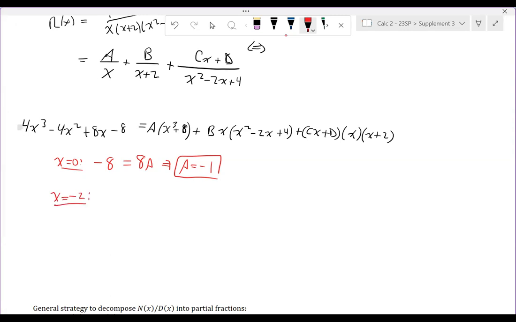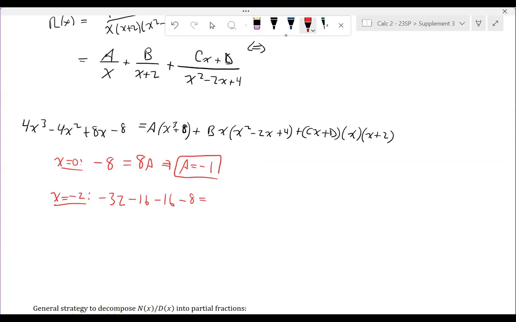So what's the left side going to be? 4 times -2 cubed. So that's -8 times 4 is -32. Minus 4 times -2 squared, or -16. Plus 8 times -2, so that's going to be another -16. And then -8. That's going to be -2 cubed plus 8.